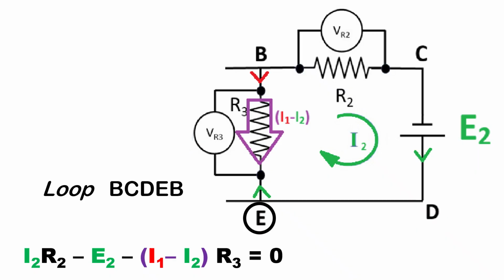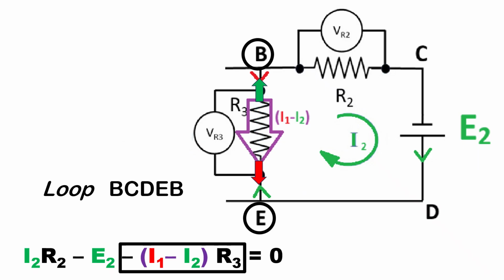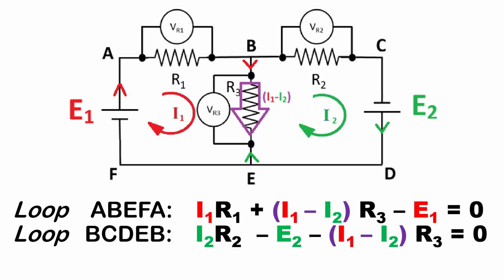But if we travel from E to B, we may notice that the direction of the net current is in the opposite direction to the loop. In this case, the potential drop across the resistor R3 is equal to I1 minus I2 multiplied by R3, but with a minus sign. Thus, if we combine both the loops, we will get two equations. Solving them, we can predict the amount of current, or we can predict the value of unknown resistors.